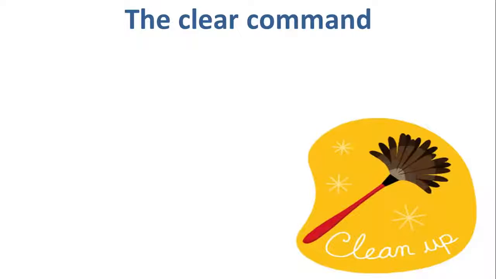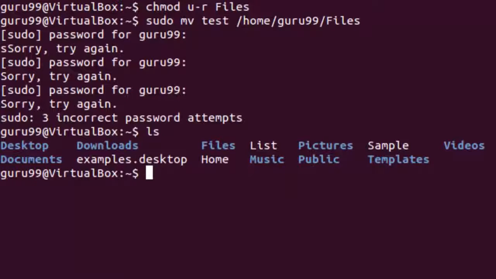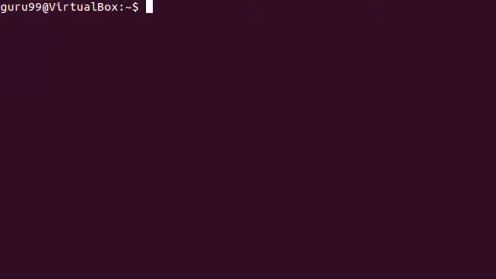Next is the clear command. This command clears all the clutter on the terminal and gives you a clean window to work on, just like when you launch the terminal. Let us check how this command works. Here we have a terminal window with a lot of commands and their output. Now, if we would like to clean this all up, we can simply run the clear command and all of the commands and their output will be cleaned.